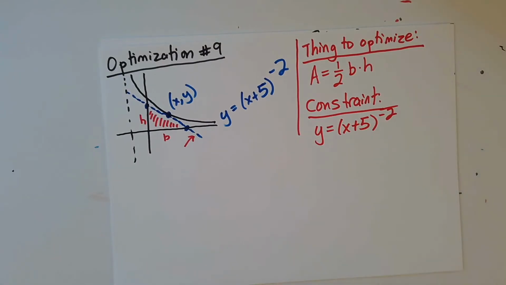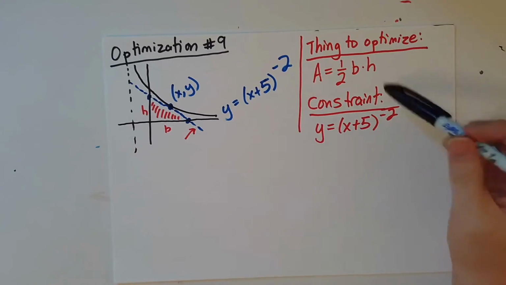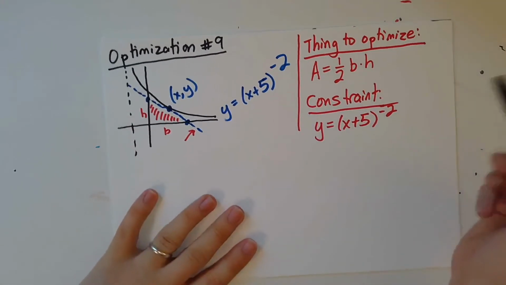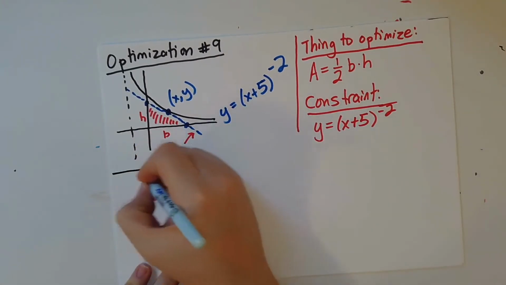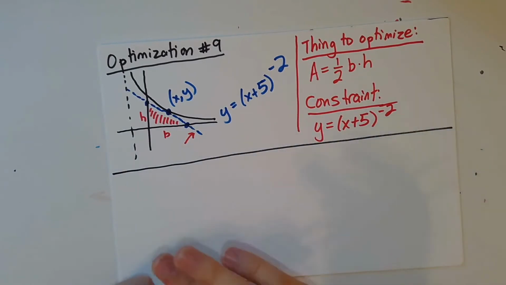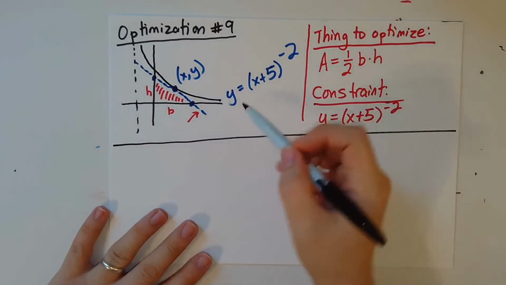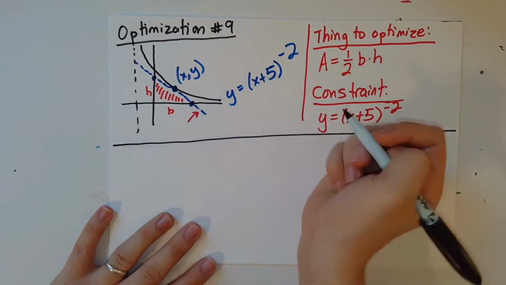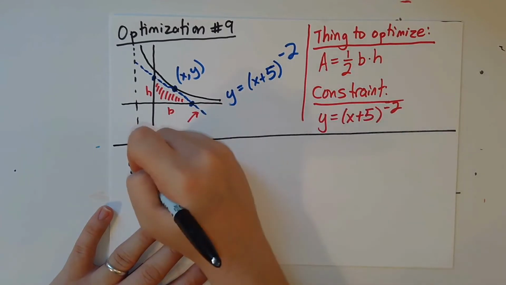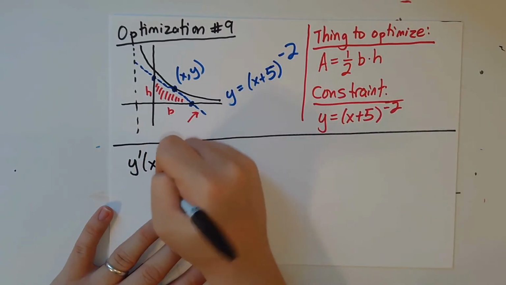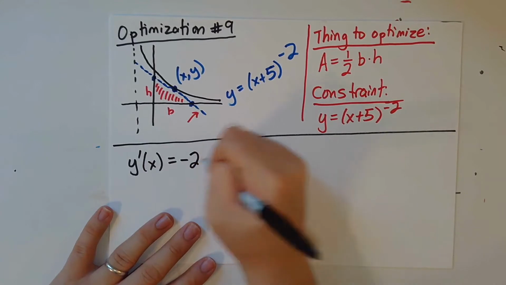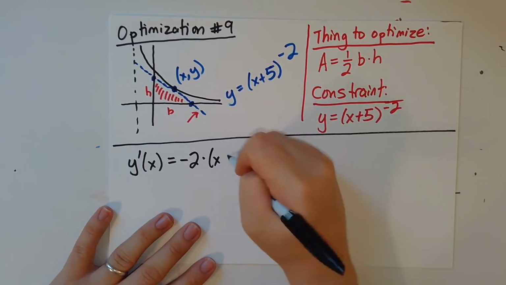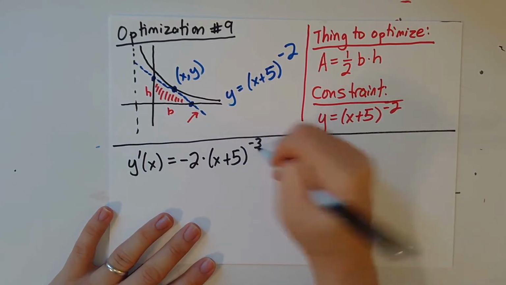Okay, so now I have to do a little bit of work here because as it currently stands, my constraint is in terms of x and y, and my thing to optimize is in terms of b and h. So I want to fix that by finding the equation of the tangent line. To find the equation of the tangent line, I'm going to start by finding the derivative. So y prime or f prime or whatever you want. It is minus 2 times (x plus 5) to the minus 3.